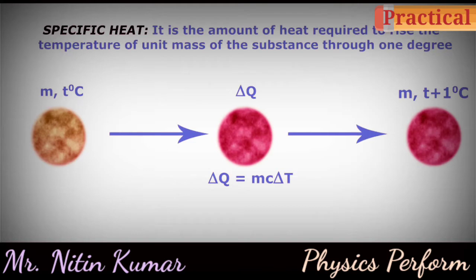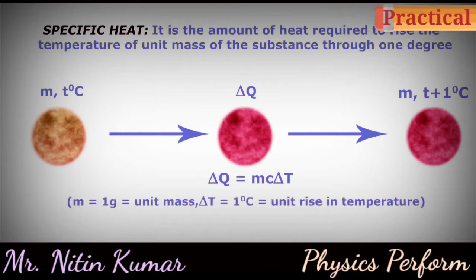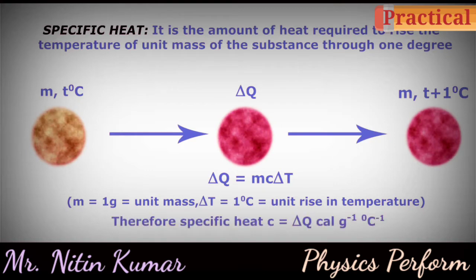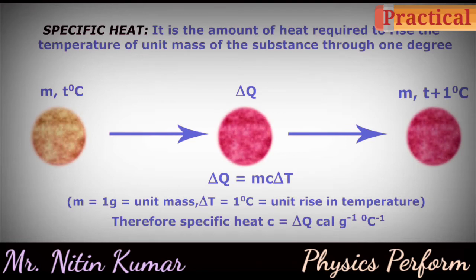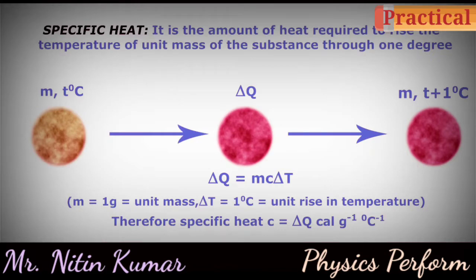Here m is equal to 1 gram, which is the unit mass. Delta T is equal to 1 degree centigrade, which is the unit rise in temperature. Therefore, specific heat C is equal to delta Q, and its units are calories per gram degree centigrade. Here, you need to remember that the specific heat depends upon the nature of the substance and its temperature.